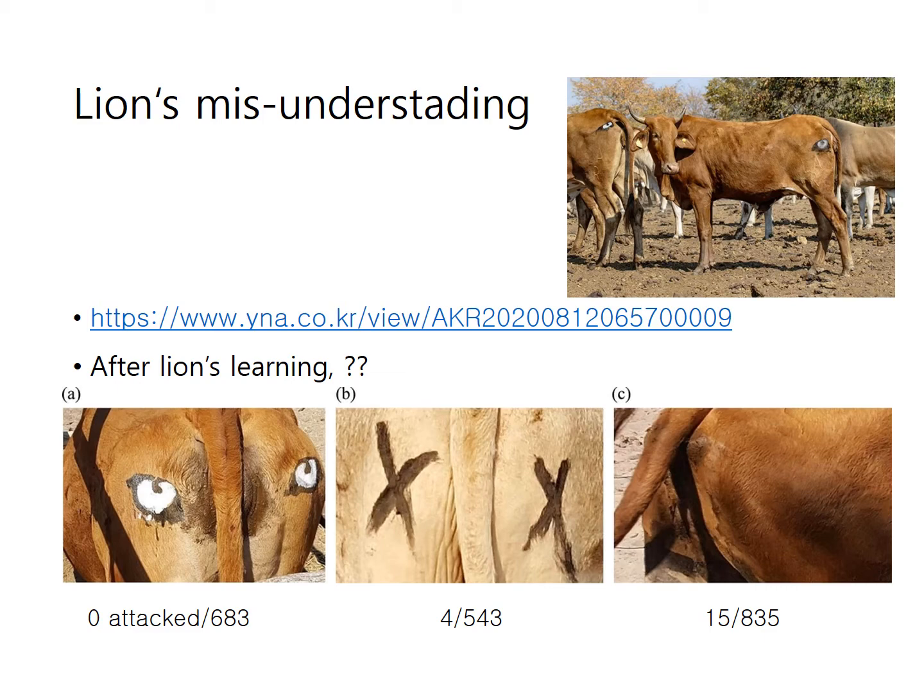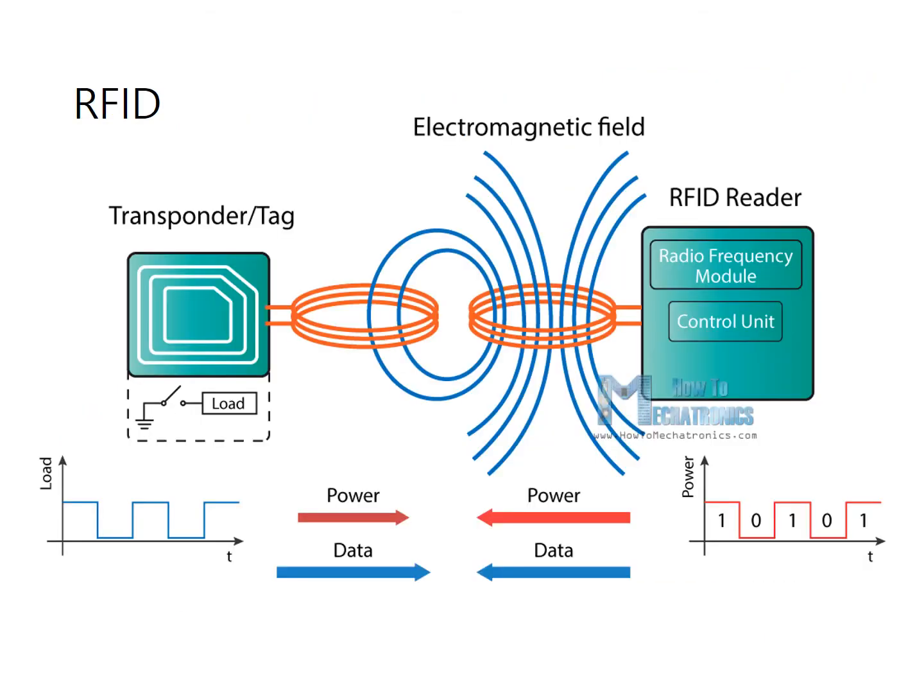Let's look at the following example. This is an RFID system. They attach a transponder, or tag, to an object and read it with an RFID reader. An electromagnetic field is formed between the transponder and the reader, and the information in the tag is transmitted to the reader. If power is given here, a signal is generated and binary data can be transmitted.